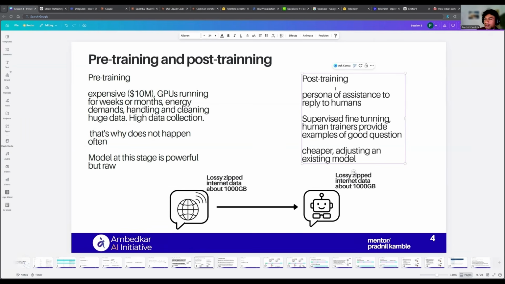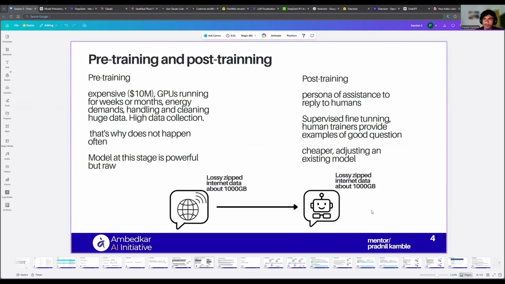And since post training is not a huge data set, it's just supervising and fine tuning your model to act like a personal assistant, let's say. That's why it's not that expensive, it's cheaper, and that's why it's done pretty often. Post training is something you can do at low cost, and that's why a lot of companies do it often. And this is where our lossy zipped internet data, about 1000 GB in this case, is converted into an assistant after post training. We can of course ask it questions and get our answers back.